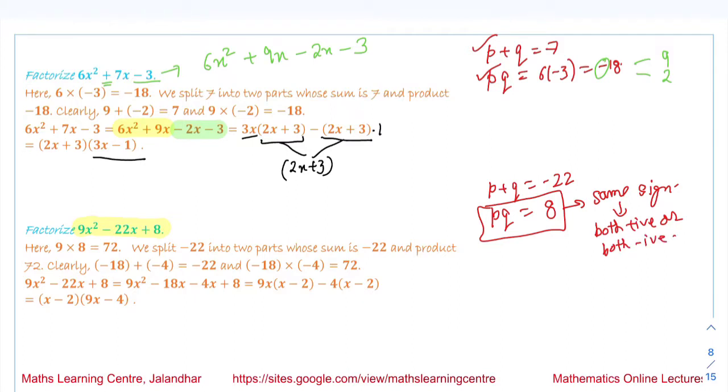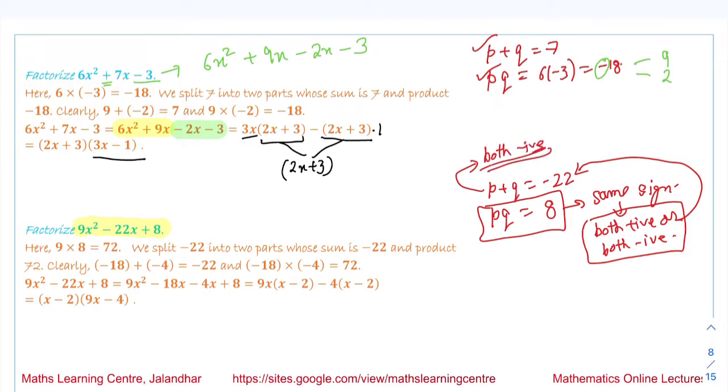From this condition and from this condition, we can see their sum should be negative. It means p and q should both be negative. So we are trying to find such numbers. When we split these numbers, it is 9 into 8, that is equal to 72. It is a positive number. So we start finding the factors of this number.